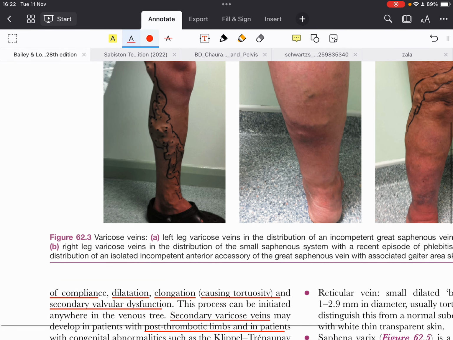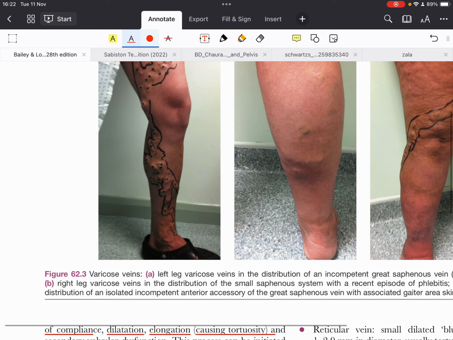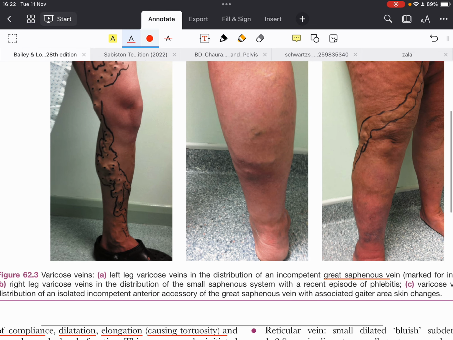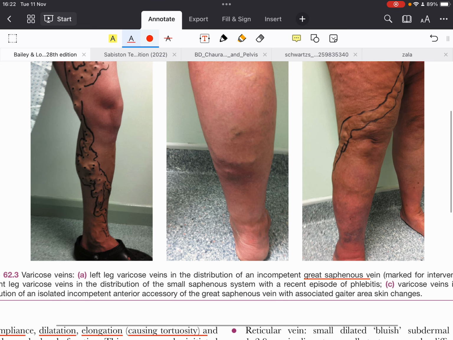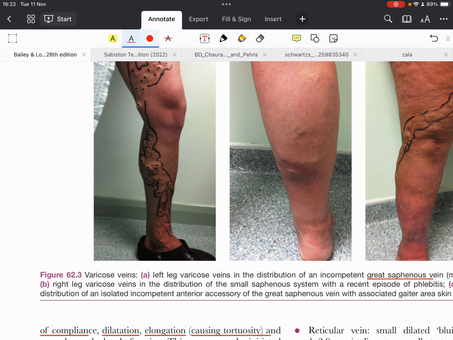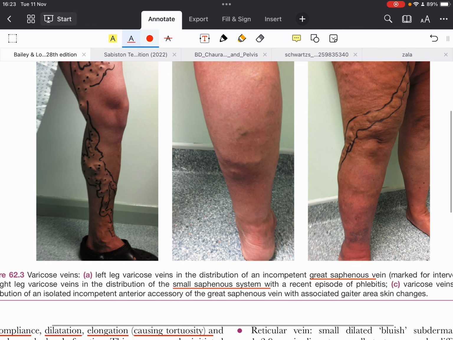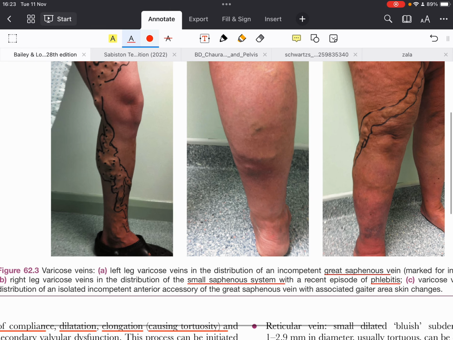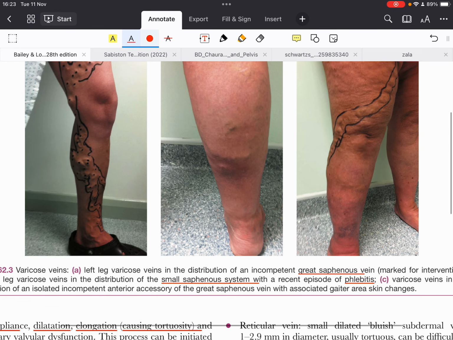Image of varicose veins. A left leg varicose vein in the distribution of incompetent GSV veins marked for intervention. Right leg, posterior side, varicose vein in the distribution of the small saphenous vein with a recent episode of phlebitis. Varicose vein in the distribution of an isolated incompetent anterior accessory of the great saphenous vein with associated gaiter area skin changes.